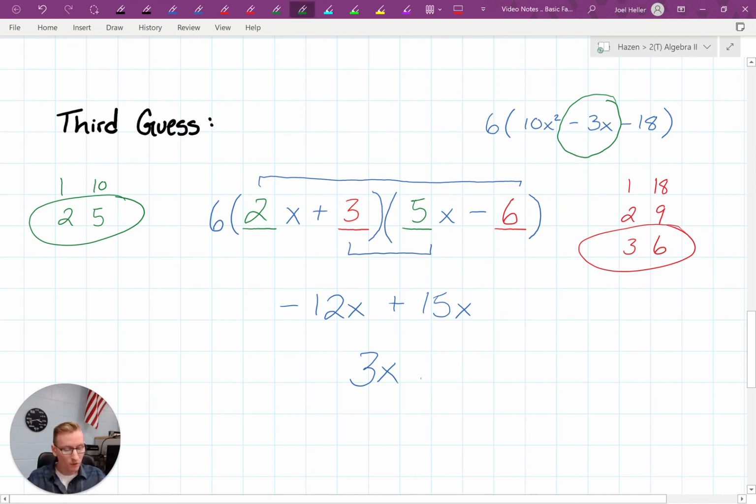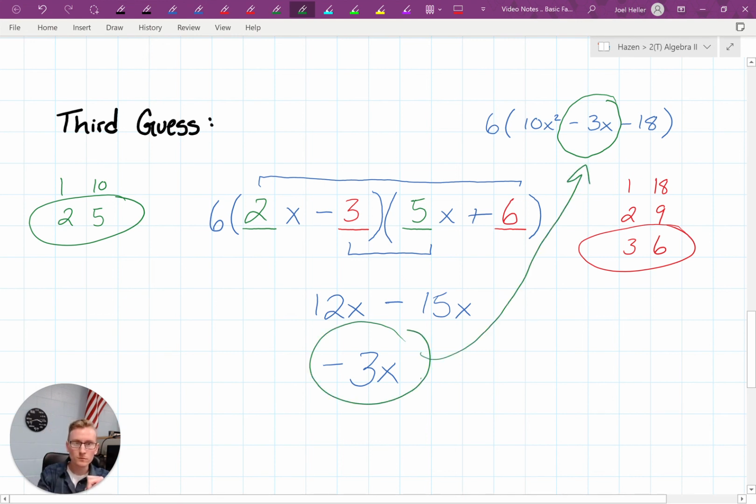So instead of switching everything around, all I'm going to do is take that positive there, turn that into a minus, and that negative right there, I'll turn that into a plus. What that's going to do is change that positive to a negative, and that negative to a positive. When I combine those two, now I have 12x minus 15x. That gives me my negative 3x, which is exactly what I'm looking for. So this is actually the factored form of my original quadratic.